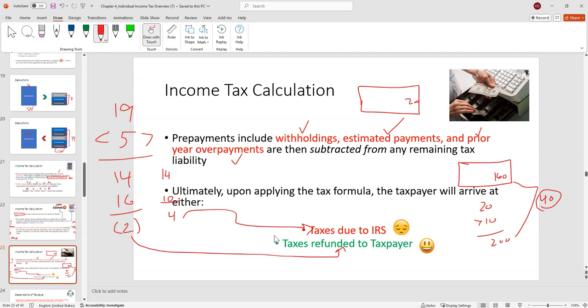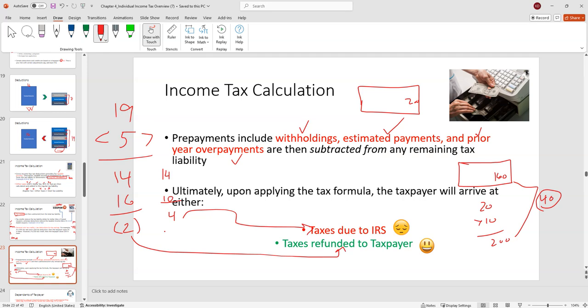What's kind of the best setup here? Do you want to owe? Do you want to get a refund? Well, theoretically, the best thing is you should break even. You shouldn't get a refund, and you shouldn't owe. And what are the reasons for this? Well, if you owe, they could hit you with interest and penalties. So you owe 4, and then maybe you owe $1,000 more in interest and penalties. So it's never good to owe.